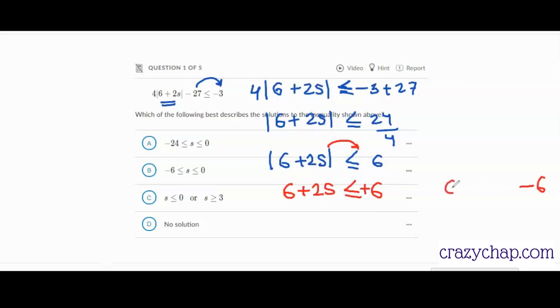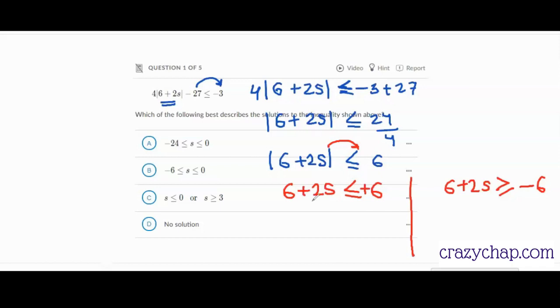So 6 plus 2s. Now when it becomes negative, the inequality will change its direction. For positive, inequality remains the same. For negative, inequality will change the direction when we remove the absolute value. So actually we have got two different inequalities, and we'll solve each one by one.